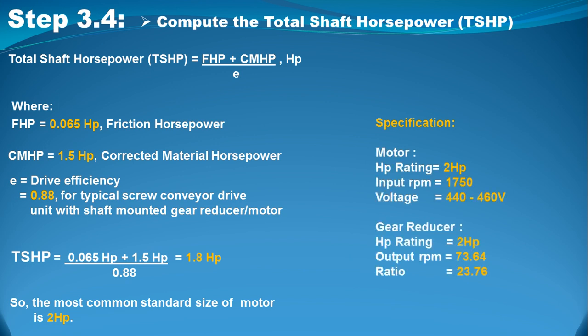now is the motor horsepower rating is 2 horsepower with the input RPM of 1750. Of course, the voltage more or less is 440 to 460 volts. So the gear reducer or gearbox horsepower rating is 2 horsepower also with output RPM of 73.64, based on the computed actual conveyor speed, with the ratio of 23.76, that is already computed.